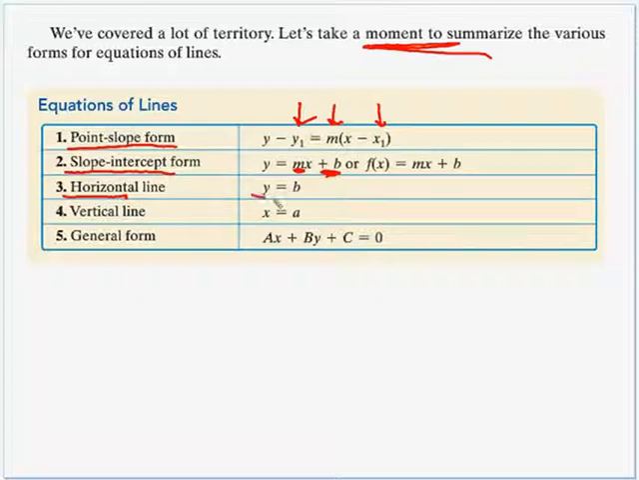Horizontal lines are just y equals a number. Vertical lines are x equals a number. And then we have our general form: Ax plus or minus By plus or minus a constant, all set equal to 0. Remember, general form, you set it all equal to 0.